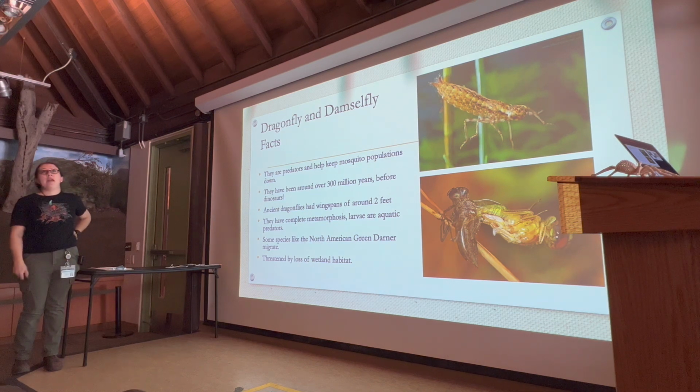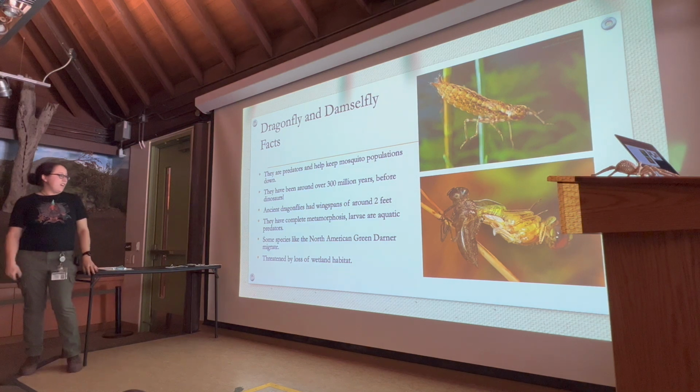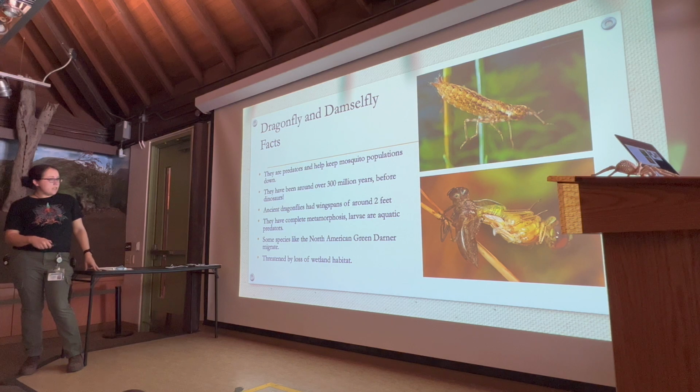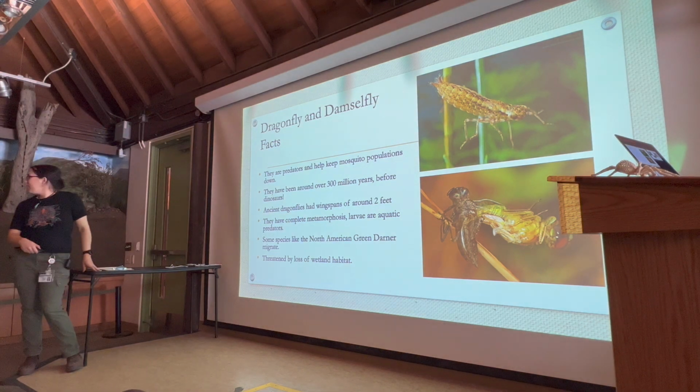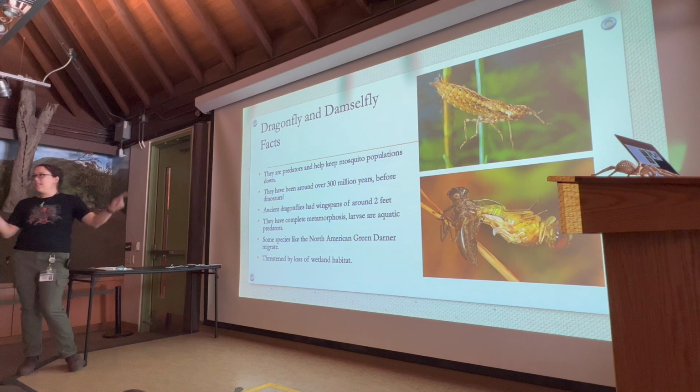They've been around forever. Before dinosaurs, there were ancient dragonflies that had a 2-foot wingspan. They were huge, and some of them will actually migrate. The main thing with them is their numbers go down when there's less wetland habitat. So having your little ponds here is a great home for them.